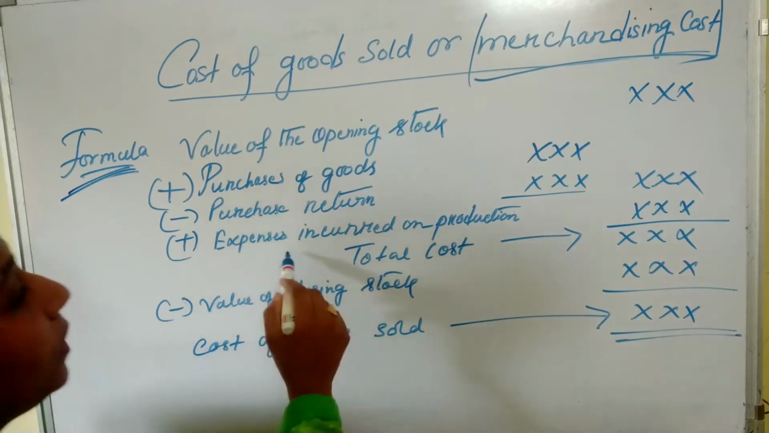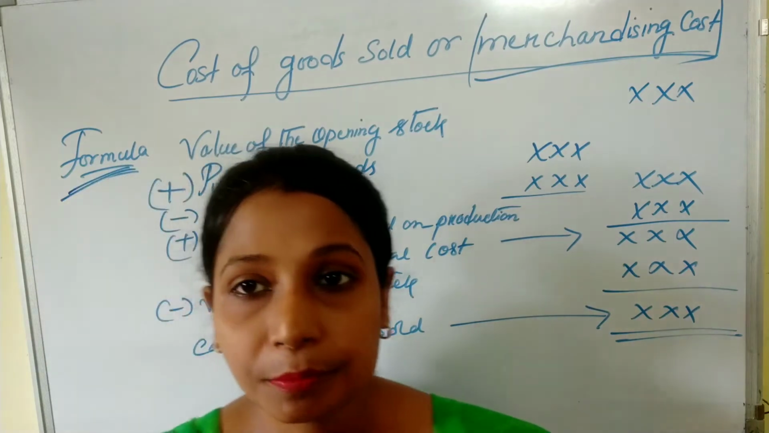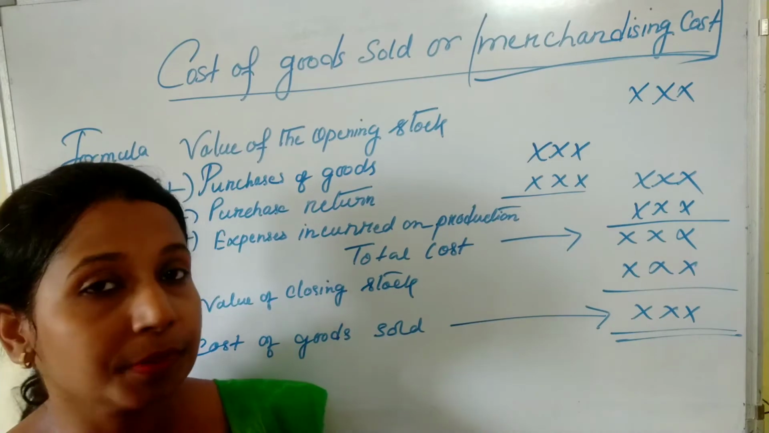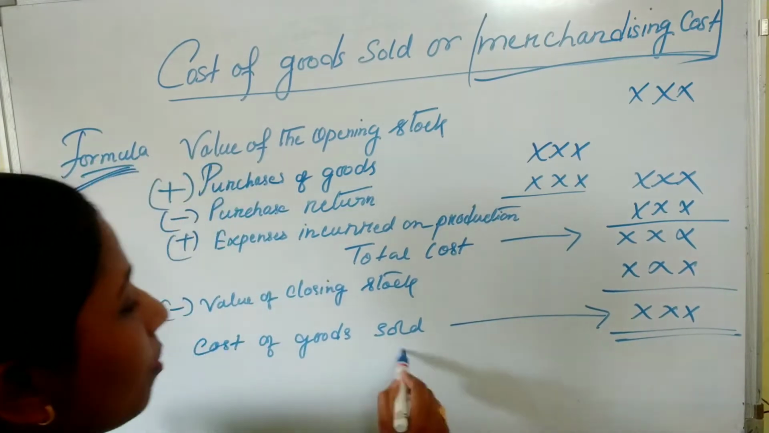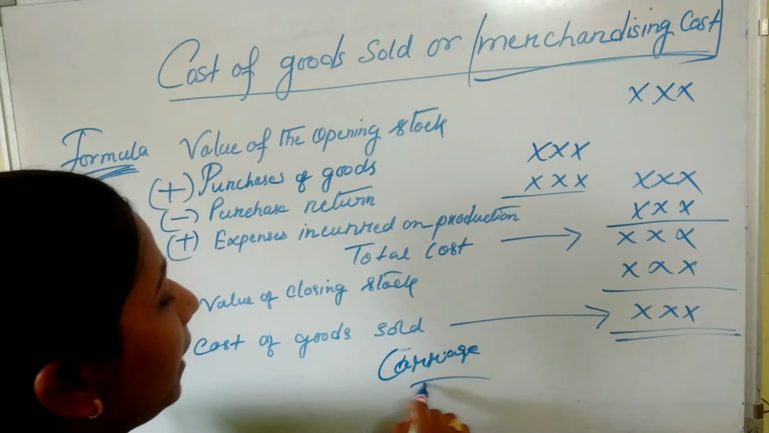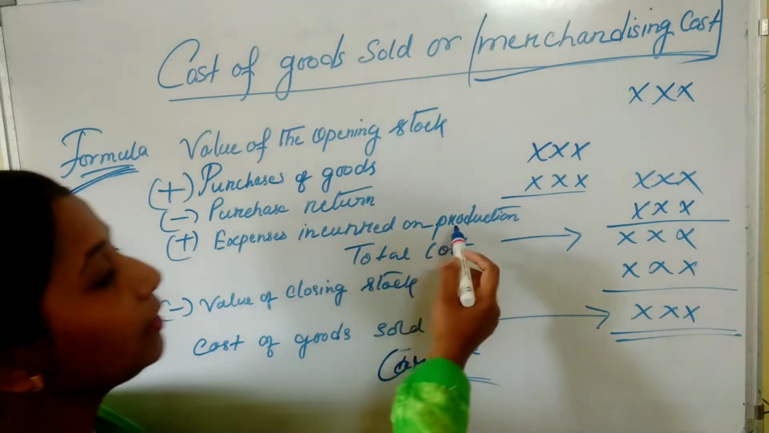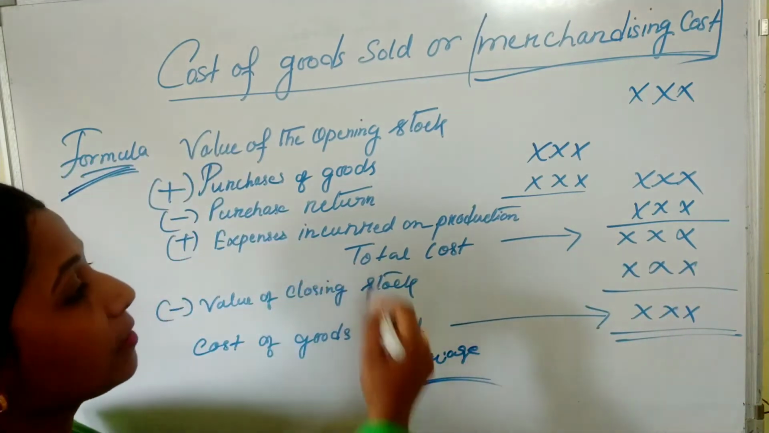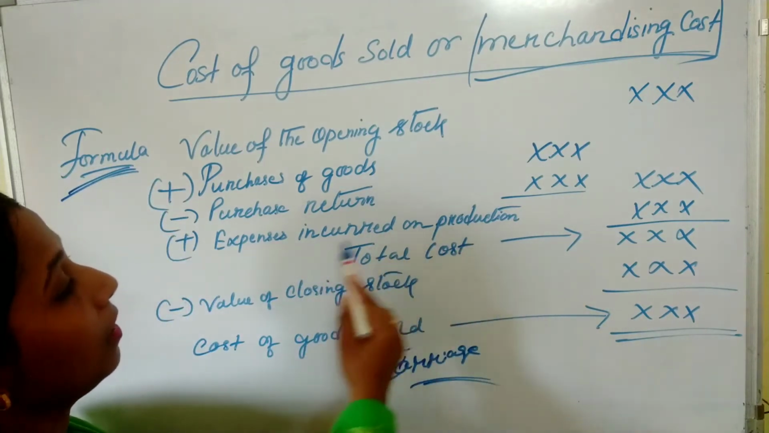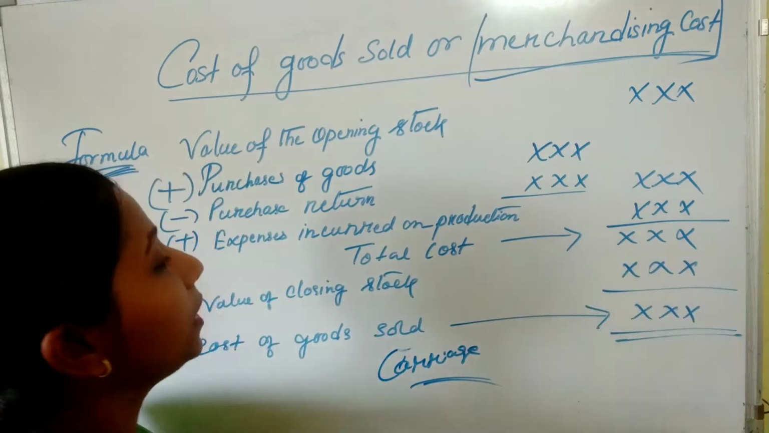Then we will add expenses incurred on purchases. What are the expenses that are generally incurred on purchases? For example, carriage and octroi. These types of expenses are to be added, because these expenses are incurred on production. After adding expenses on production, the amount so far will be the total cost.